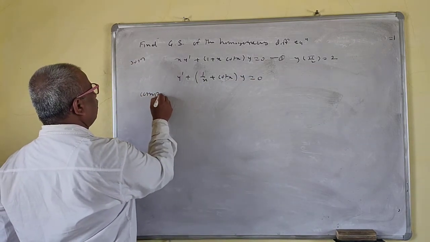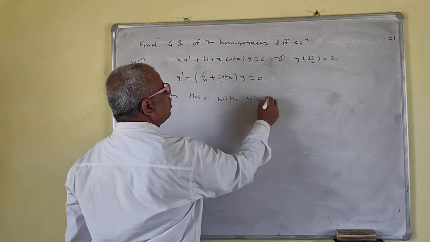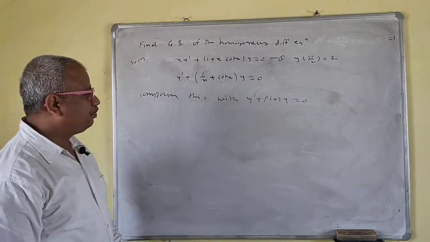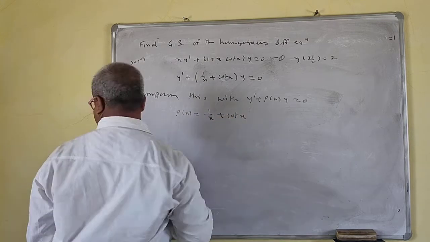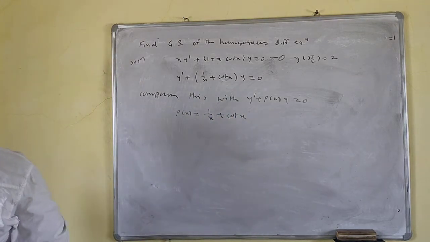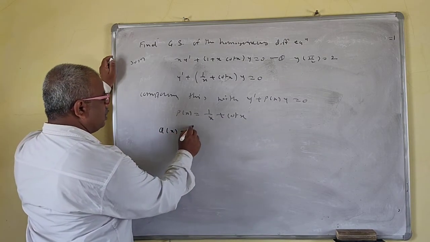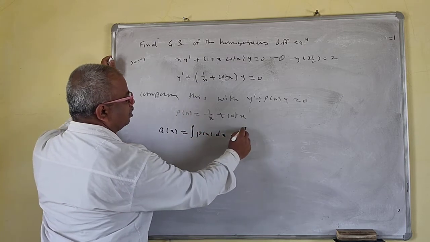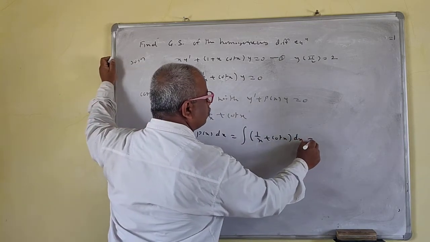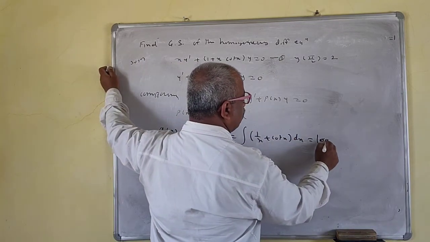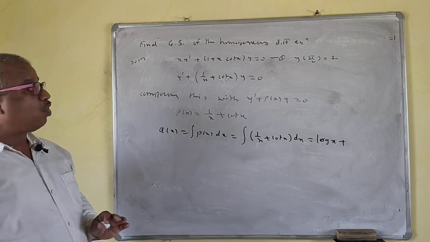Comparing this with y prime plus p of x times y is equal to 0, your p of x is 1 upon x plus cot x. Now phi of x is the integration of p of x dx, the integration of 1 upon x plus cot x dx. The integral of 1 upon x is log x. Cot x means cos x upon sin x.